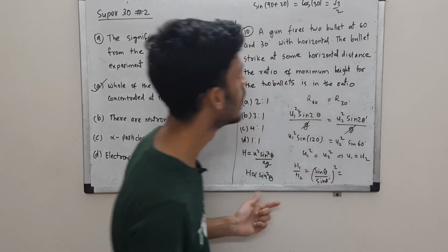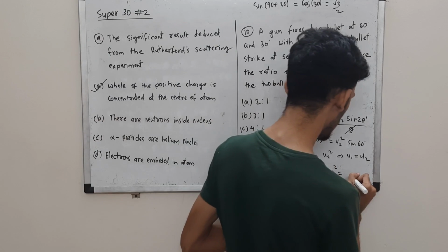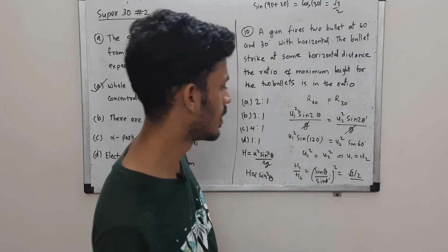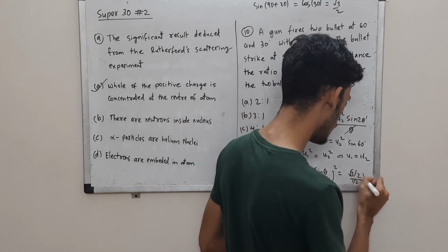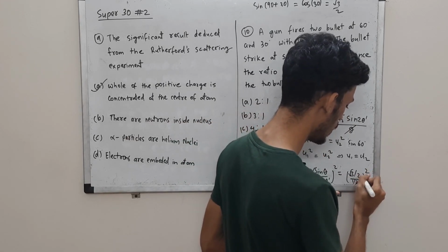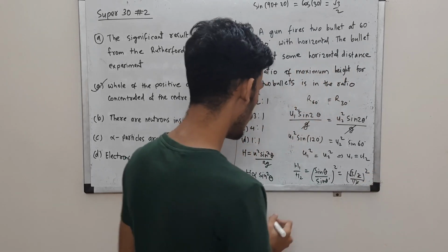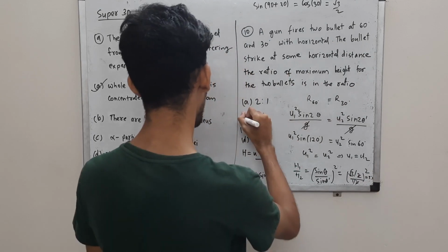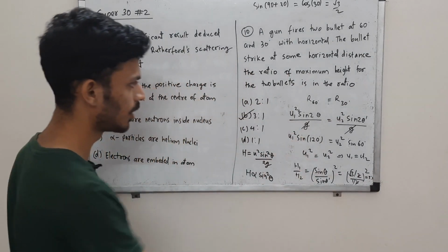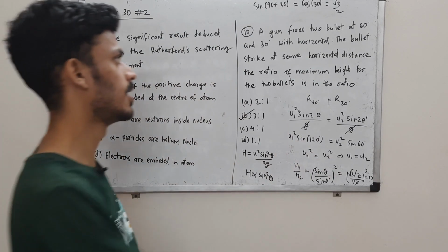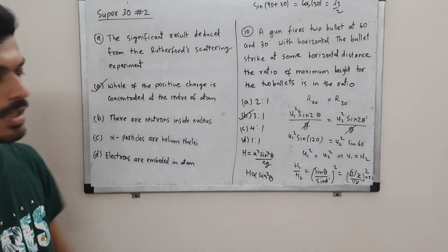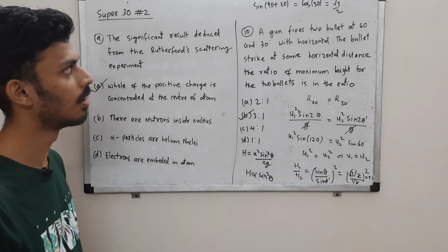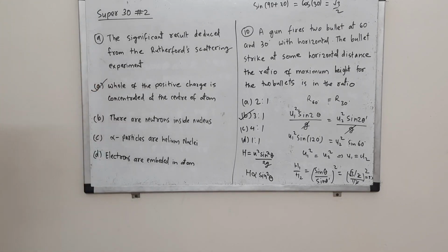So sine of 60 is root 3 by 2, and in the second case sine of theta dash, which is sine of 30, is half, and that squared. So the 2 and 2 will get cancelled, and you will have root 3 square, which is 3. So the ratio is 3:1, option B. That is how you do it. You are just supposed to know the concept that two complementary angles will have the same horizontal range, then you can use the height formula. So that's about these two questions. Over to the next one.